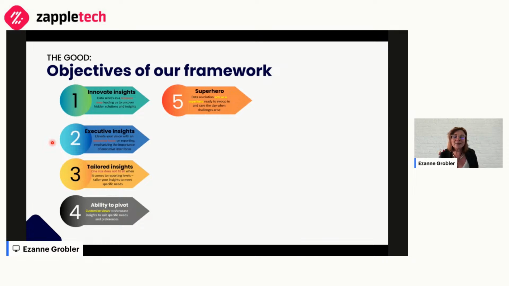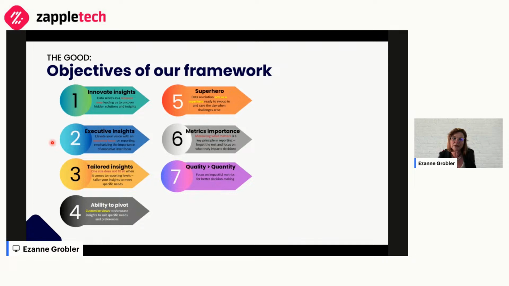Then this was an interesting one, your testing metrics needs to be like a superhero. It needs to have the superhero effect and act as a superhero, ready to swoop in and save the day when challenges arise. Metrics is important, so what gets measured is what matters, but not just from a metrics perspective, but also from who you're actually reporting to. Quality over quantity, we already mentioned that.